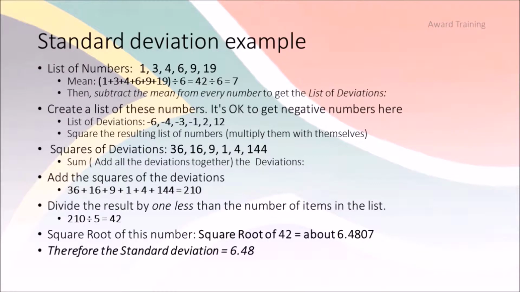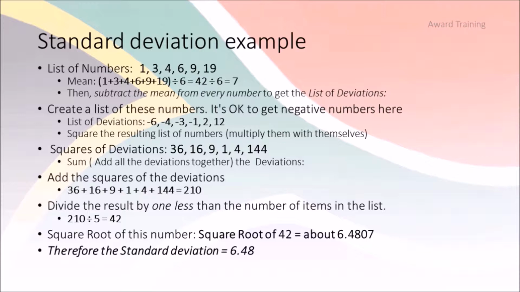The second mathematical technique is standard deviation. This is where we calculate how much the data varies from the mean. Let's look at a practical example of standard deviation. First of all, we have a list of numbers 1, 3, 4, 6, 9, and 19.